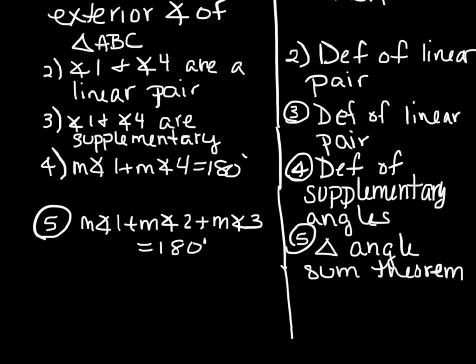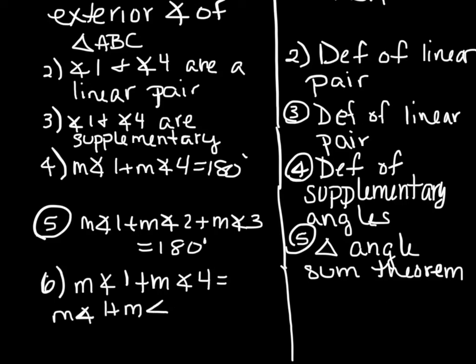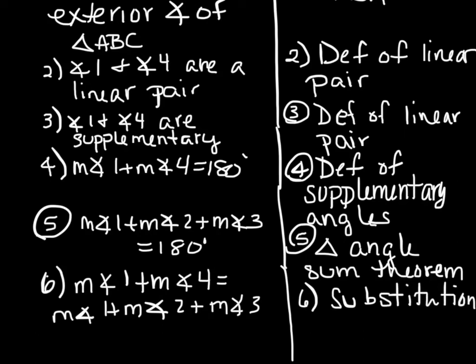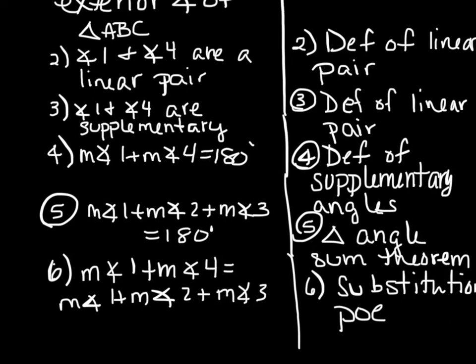Okay, so now we have the measure of angle 1 plus the measure of angle 2 plus the measure of angle 3 equal to 180, and the measure of angle 1 plus the measure of angle 4 is equal to 180. These things are both equal to 180. So step 6, I can say that the measure of angle 1 plus the measure of angle 4 is equal to the measure of angle 1 plus the measure of angle 2 plus the measure of angle 3. What's my reason for that? Substitution property of equality.